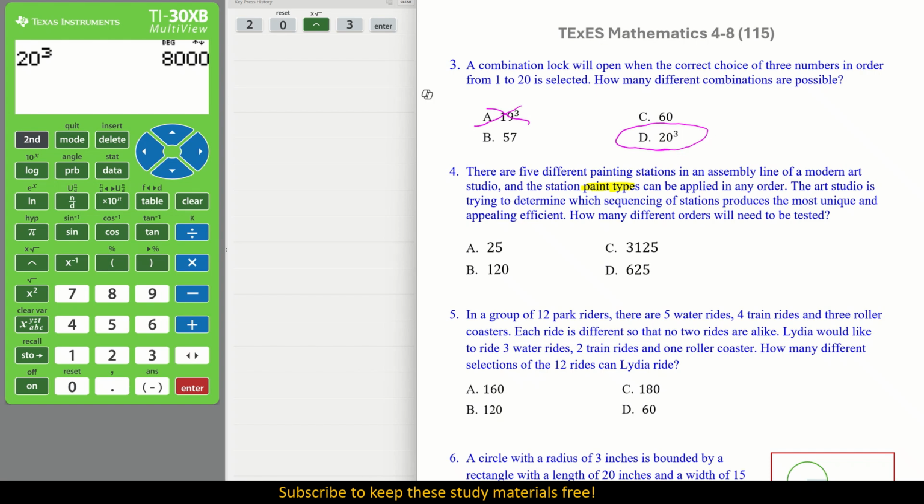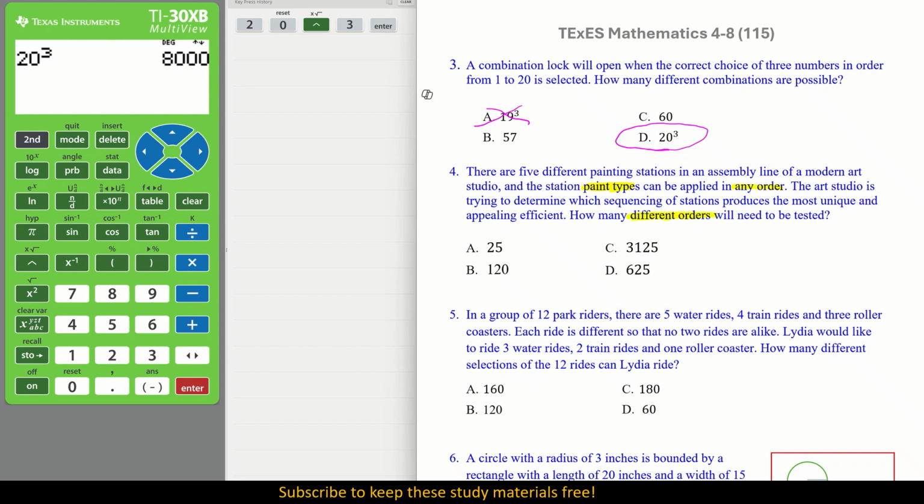Okay. All right, and then we can put them in any order. Don't let you think that that's something it isn't, okay? We aren't going to go with order doesn't matter. Order will matter. Let me keep reading. The art studio is trying to determine which sequence of station products produces the most unique and appealing effect. How many different orders will need to be tested. So those words are what we need to focus on.